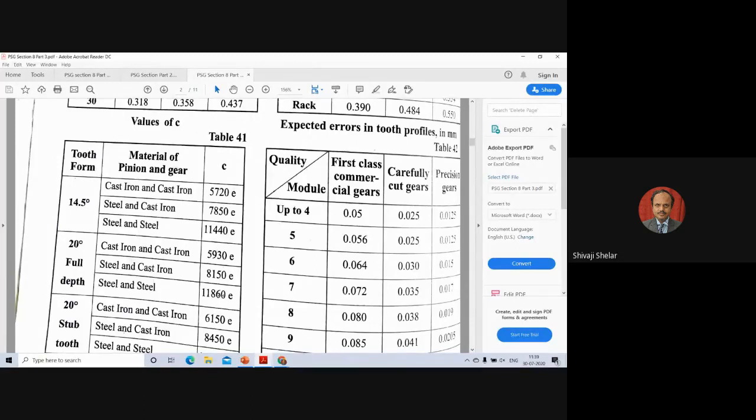In these two materials, we are getting this value as 11860 into E, where E is the tooth profile error. The tooth profile error is given in table number 42. Since my module is 4, I have to refer to this value. Again, there are three types of gear cutting mechanisms: precision gears, carefully cut gears, and commercially cut gears. Since we have considered this analysis for commercially cut gears, we are going for this error value of 0.05 millimeter. So you can multiply here and you can get the value of C. That same calculation we have done in the slide. So let's go back to the slide again.